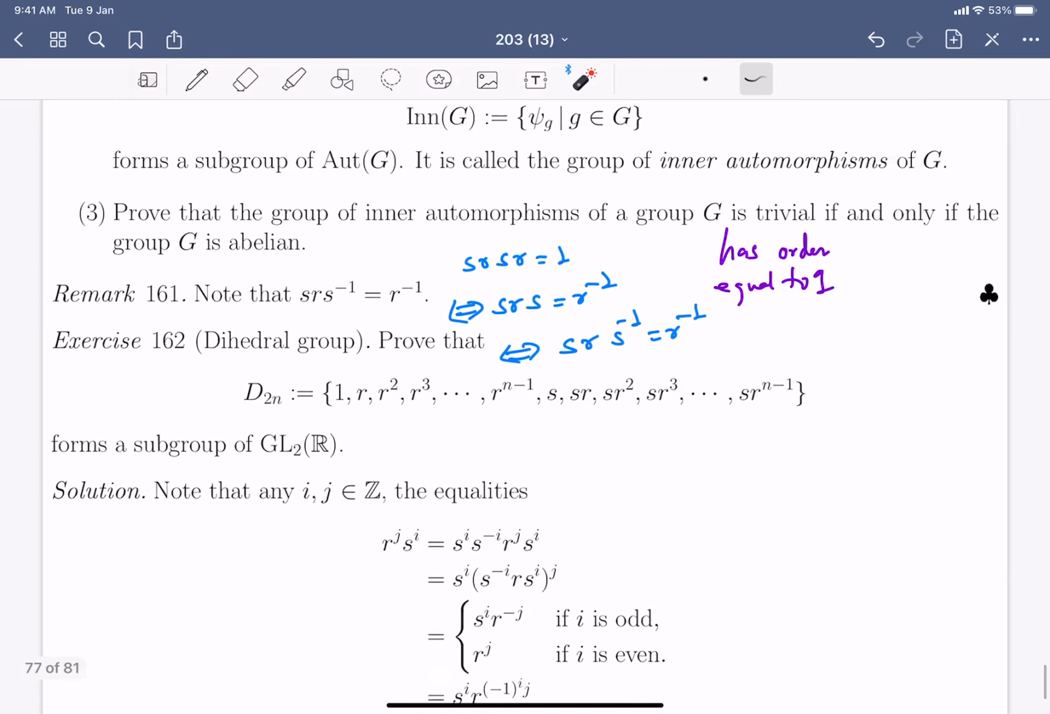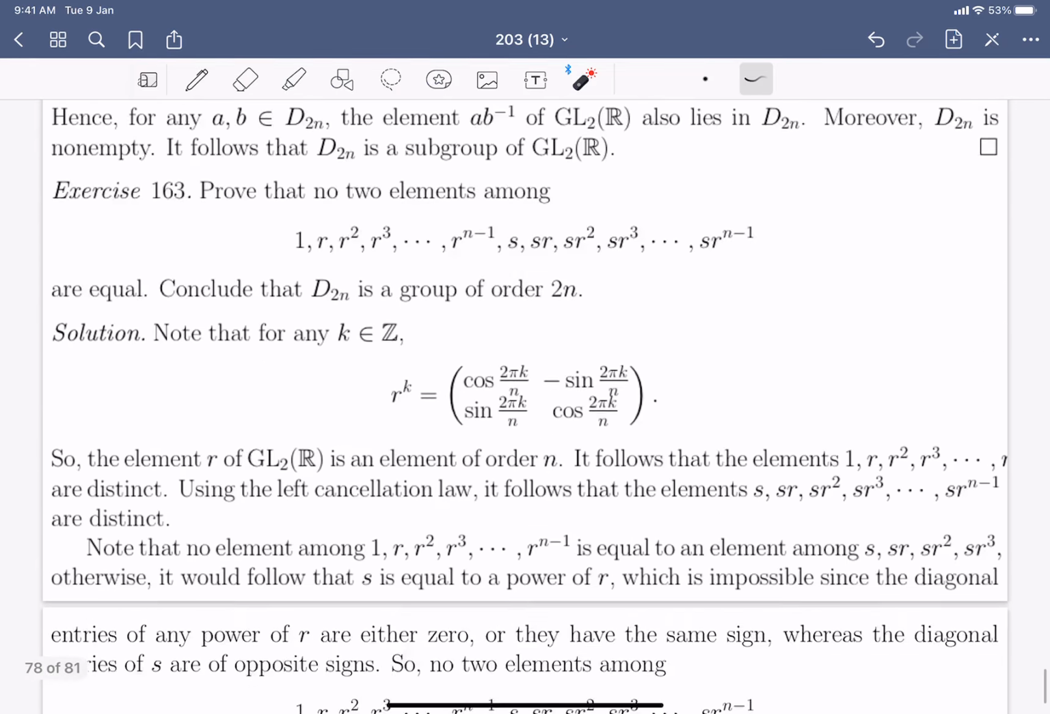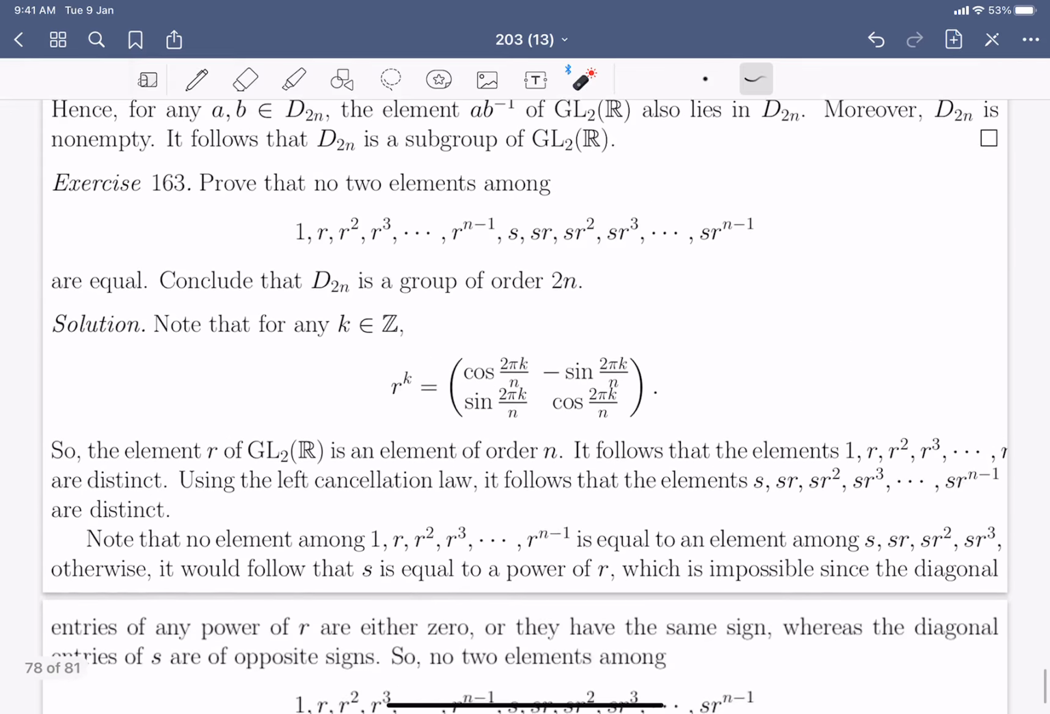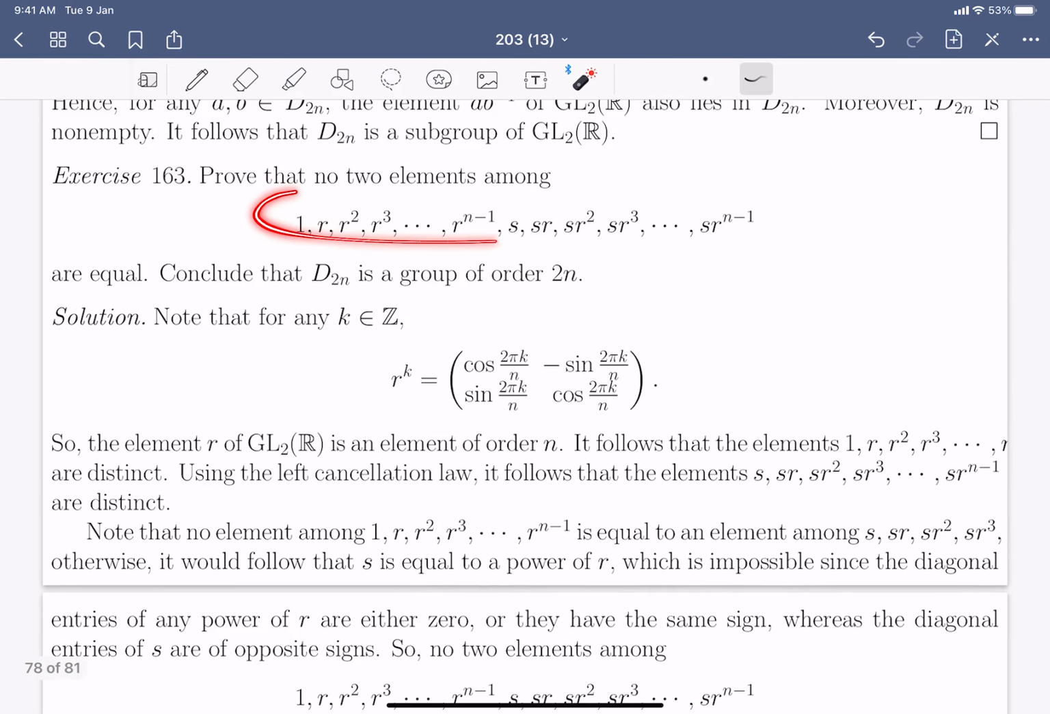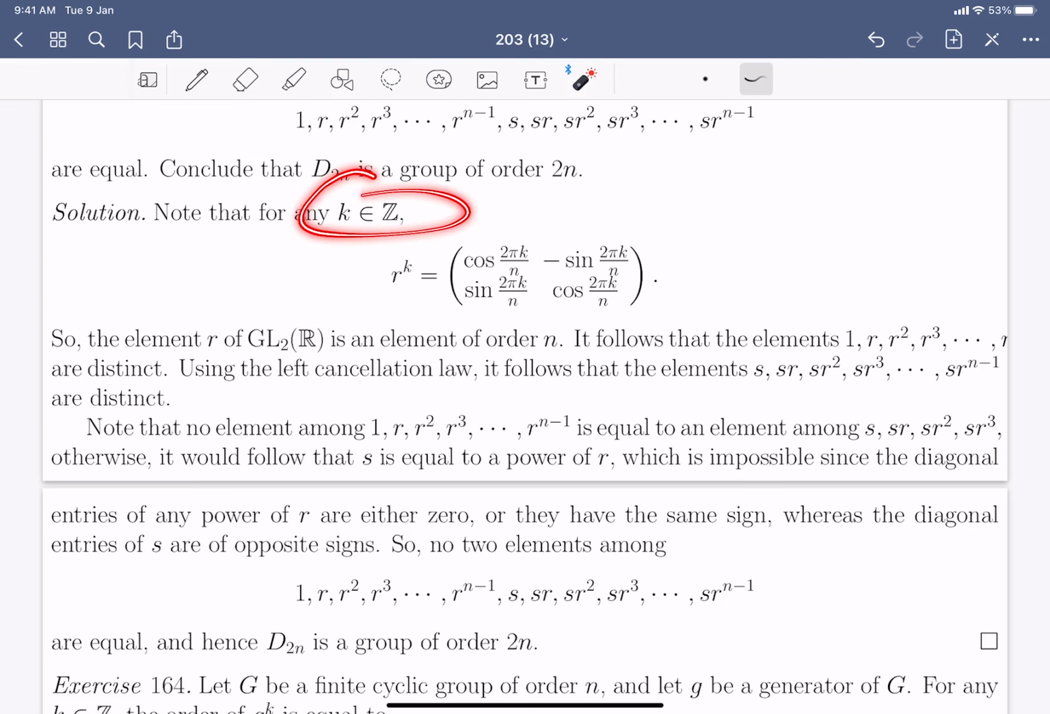Let me order things a bit differently. Let's first discuss that no two elements among them are equal. Note that R power k is equal to this matrix. That can be proved using induction. This is not too difficult, so please work on it.